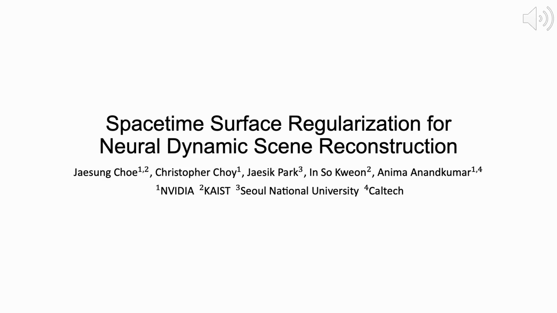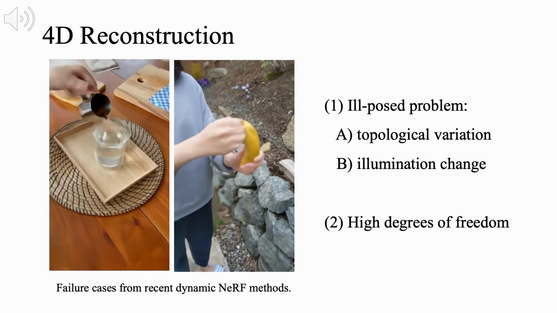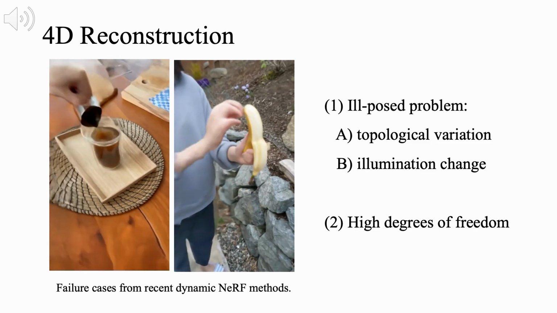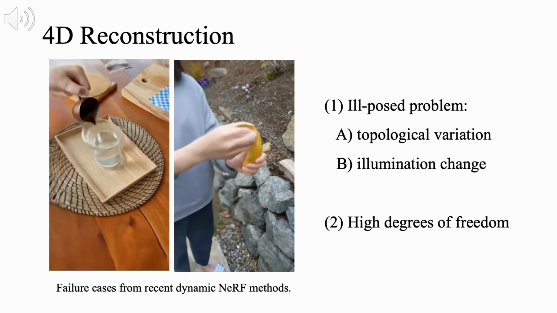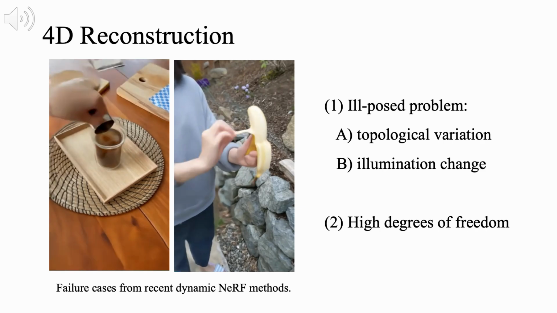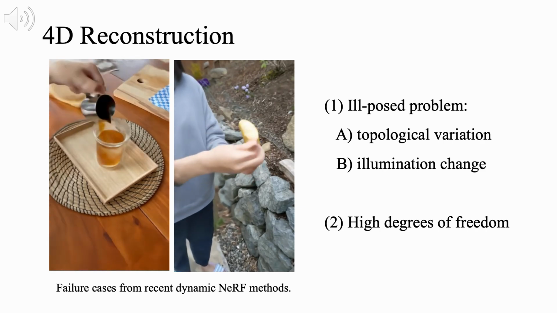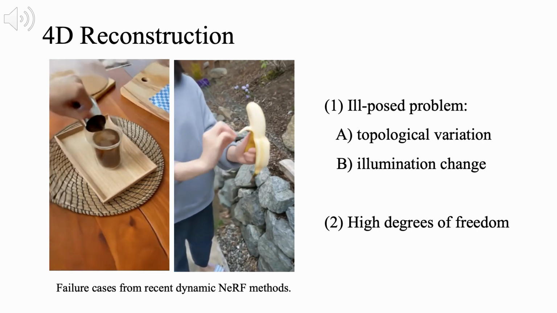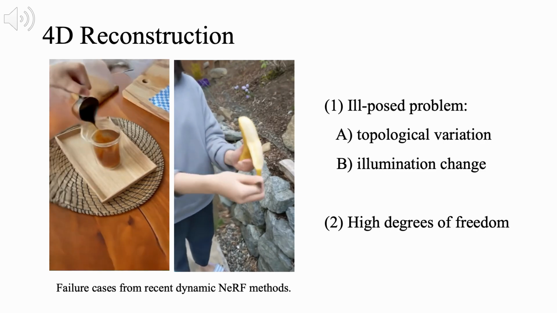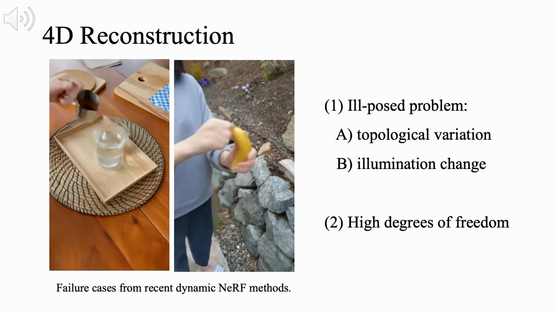We present spacetime surface regularization for neural dynamic scene reconstruction. In 4D surface reconstruction from monocular videos, we reconstruct a dynamic scene: not just the geometry, but also the dynamics of the scene simultaneously. However, 4D reconstruction is a highly ill-posed problem, and it often fails for two reasons.